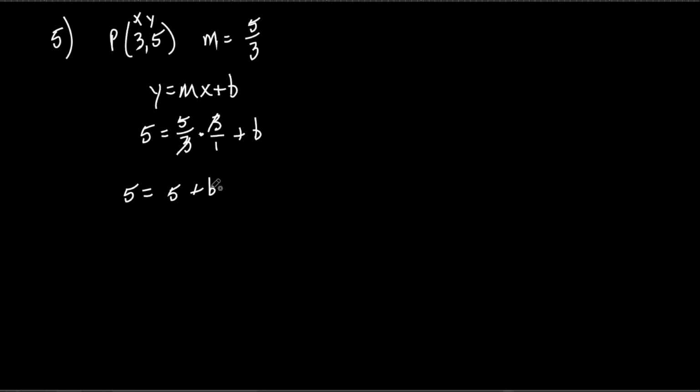So let's get b by itself. Pretty easy. Subtract a 5 from both sides. What's b equal to? It's not nothing. It's something. 0 is something. It's a number. It exists. Okay, it's not nothing. All right, that's for another day. So let's write it in slope-intercept form. Y equals 5/3 x plus 0, correct?